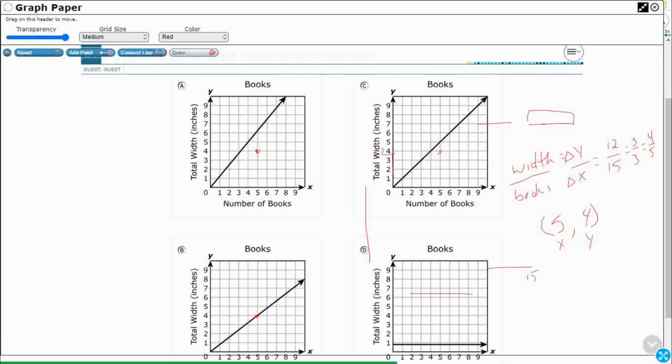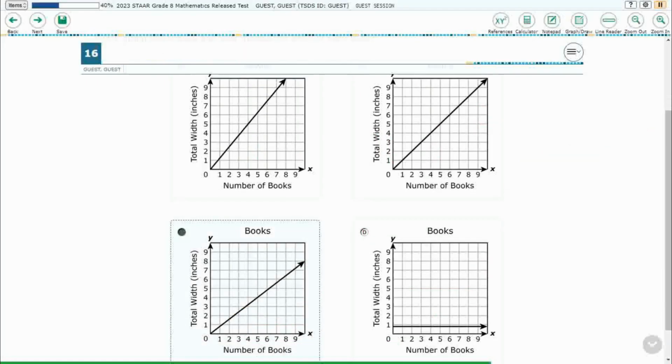I don't see it on C, and I definitely don't see it on D, right? That's just a straight line. So it looks like B, right? And if we want, we can continue it. X of 5 is going to be 1, 2, 3, 4, 5 over and up 1, 2, 3, 4. That is my next point. So my answer here is B.